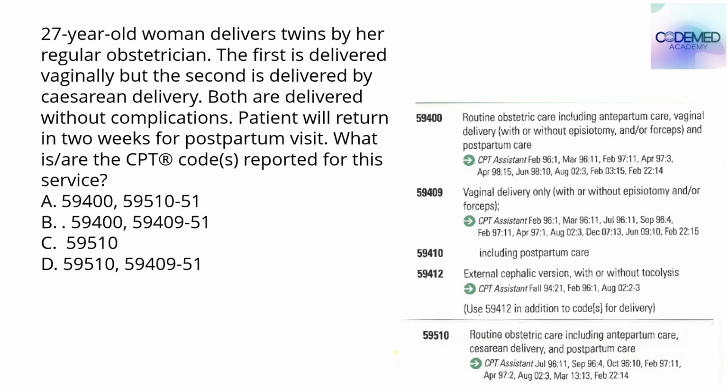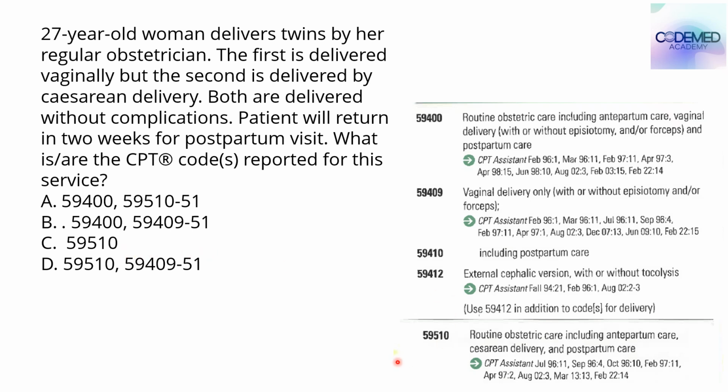So let us collect our data. What is the data here? The data is the lady delivered twins by her regular obstetrician. Means, when they write that, it gives you one more clue that that particular obstetrician has taken care of the antepartum and the intrapartum also, and the postpartum visit is yet to happen. So it's like a regular obstetrician. Now this is a twin delivery, so we cannot have one code. So option C goes away because we have to code for both the babies.